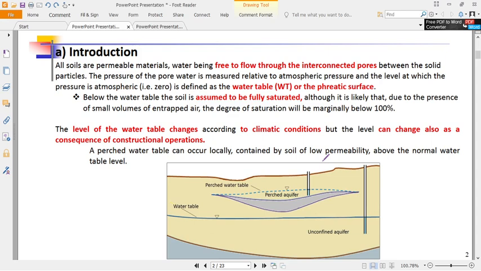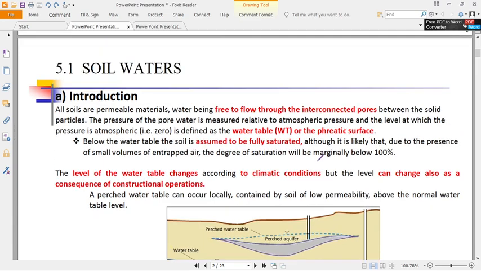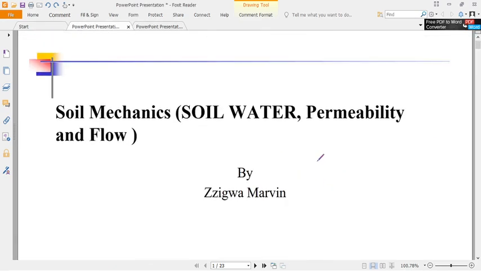In chapter 5, we are going to look at a number of topics: soil water, permeability, and flow. In soil water, we shall briefly talk about capillarity. In permeability, we shall look at how water flows through a soil material, and the measure of how water flows, what we shall call permeability. Then in flow, we shall look at how water flows under the dam and the sheet pile through the concept of flow nets.